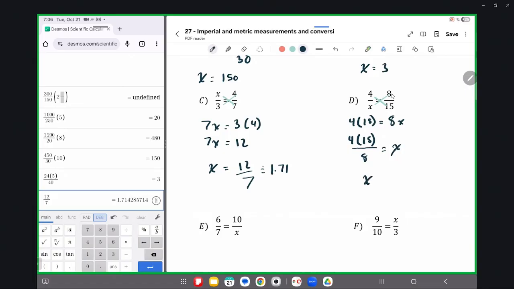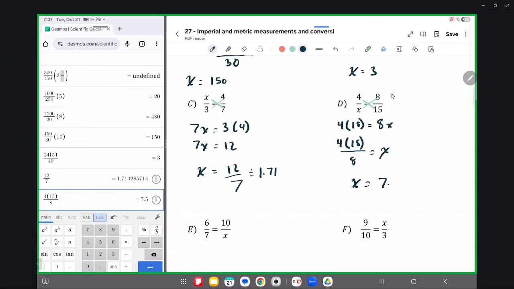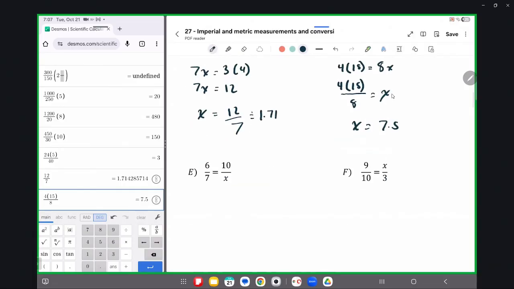So x will be equal to 4 multiplied by 15 divided by 8. So this will be 7.5. So the only thing that differs, if you notice when we solve this, and I'll color code it for this one, I like taking the top left term and multiplying it by the term underneath the x, underneath the second term first. So in this case, if I have 6 over 7 is equal to 10 over x, my first step will be to multiply 6 times x. My second step will be to multiply 7 times 10.